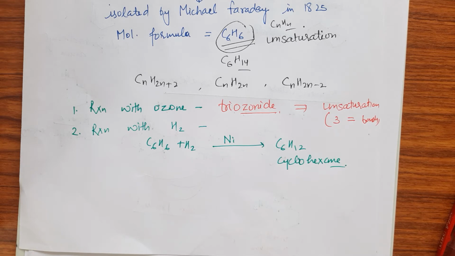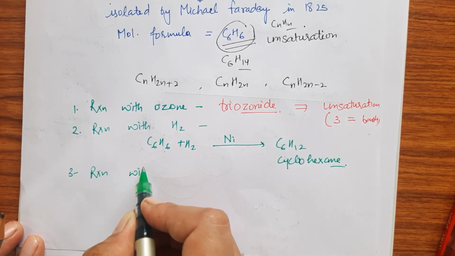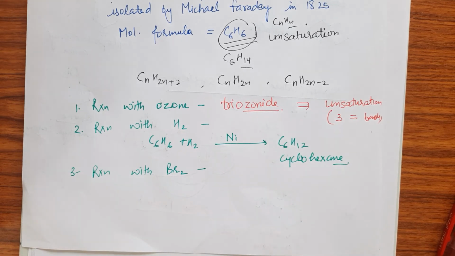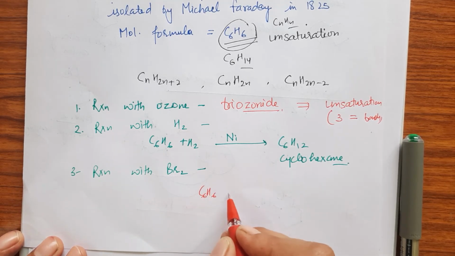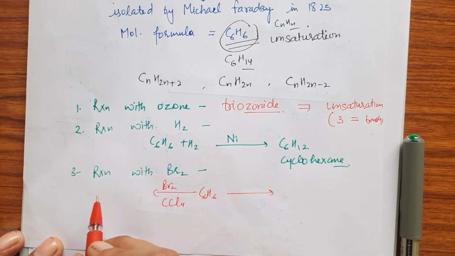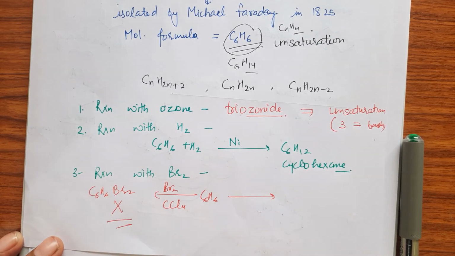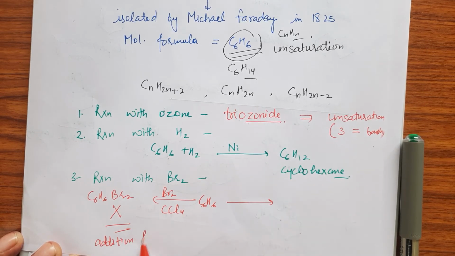Now next we can see that if we do the reaction with bromine in CCl4 solvent, then it does not show the addition reaction. However, it shows the substitution product. It shows the monosubstitution product. That means if I have C6H6 and react it with bromine in the presence of carbon tetrachloride, it should form C6H6Br2, right? But there will be no formation of this compound. That means the addition product is not formed when it reacts with bromine.